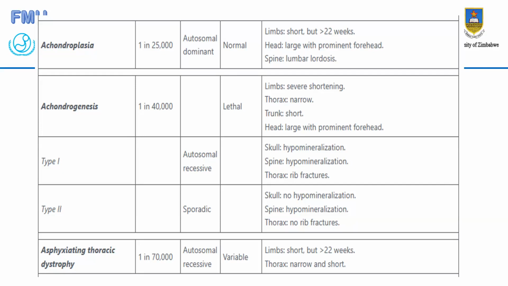So in type 1, in addition to the above, there is hypomineralization of the skull and the spine, and we have rib fractures. So it has to be distinguished from osteogenesis imperfecta as well. Then type 2, which is sporadic, there is no hypomineralization of the skull, but there is hypomineralization of the spine, and there are no rib fractures.